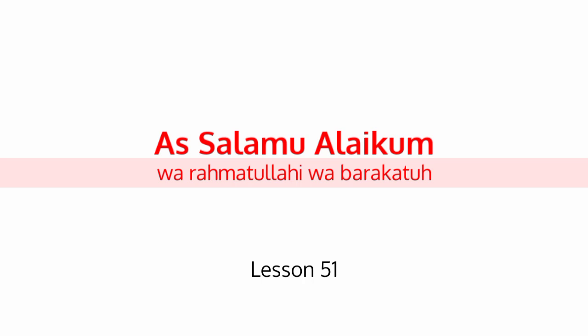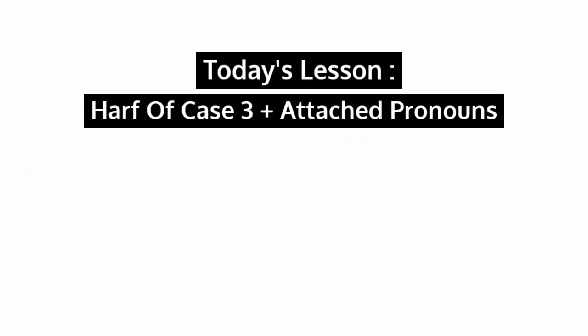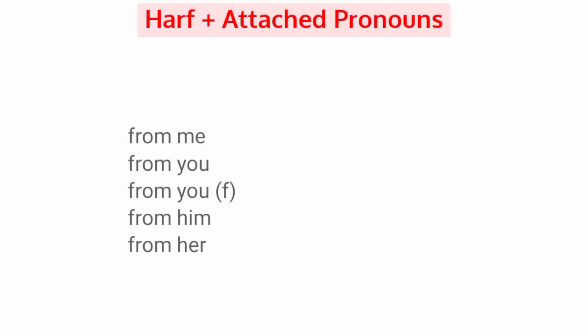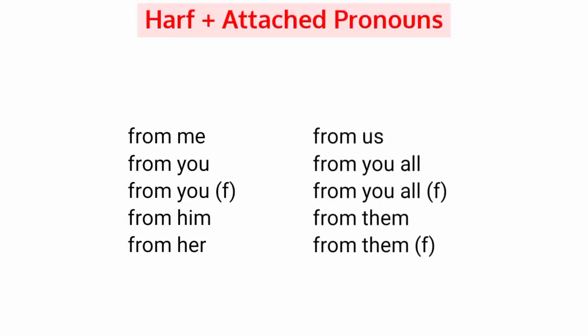Today we will look at Harf of Case 3 we have studied. Harf of Case 3 are bi, ta, ka, li, wa, min, fi, an, ala, hatta, ilaa, ma'a, taita, fawqa, bayna, inda. Out of all of these, we will look today at how to say, for example, if we say min means from, then how to say from me, from you female, from him, from her, from us, from you all female, from them female.